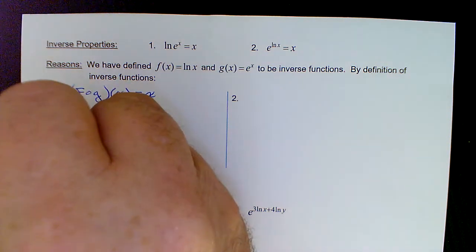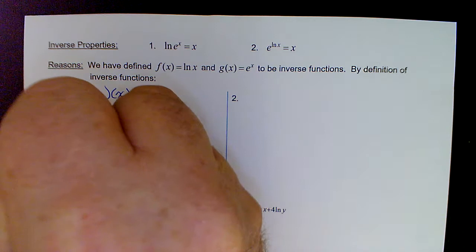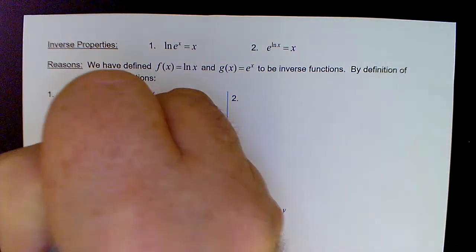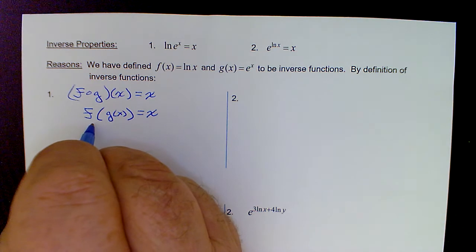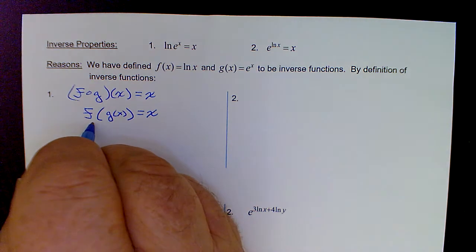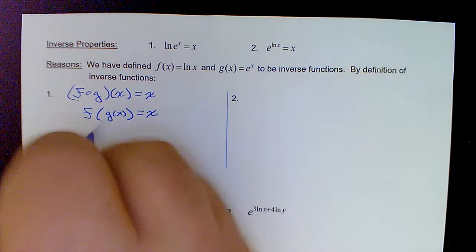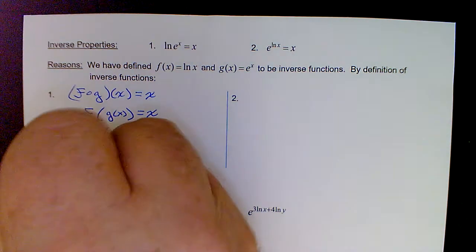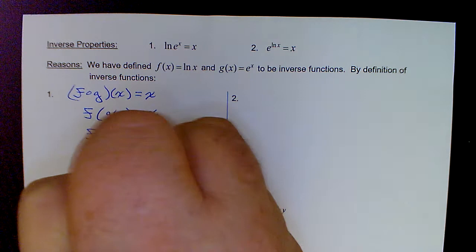Well, this composition is just shorthand. This little bubble symbol is shorthand for f of g of x. So g of x is the inner function, and f is the outer function. If I then replace g of x by e to the x, we have f of e to the x must be equal to x.